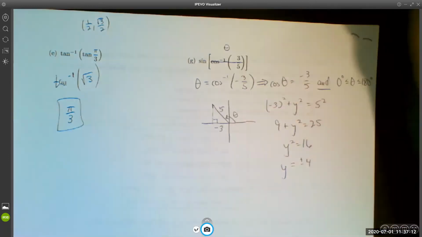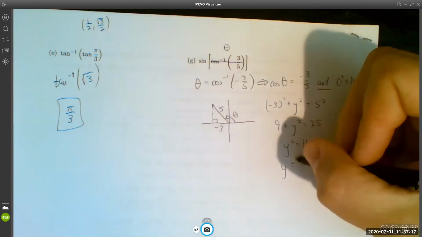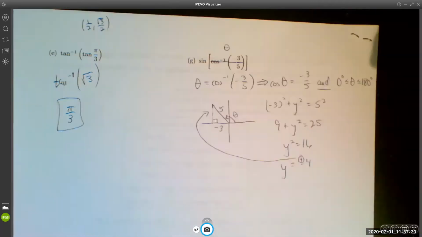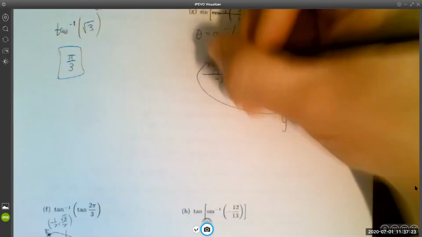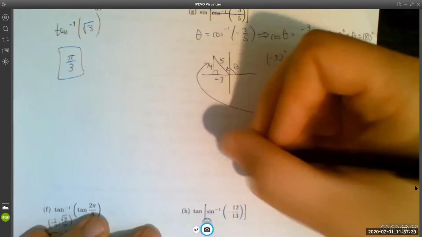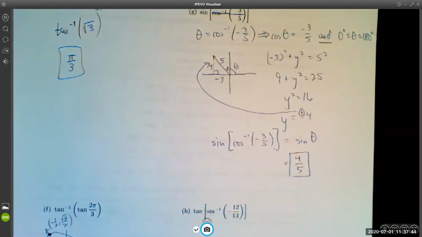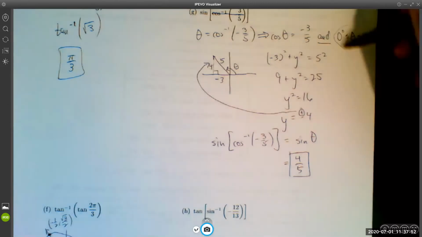Now I need to decide, is it going to be positive 4 or negative 4? And it looks like since I'm in quadrant 2, I'm going to take positive 4, right? Because I'm up here in quadrant 2. So now I can figure out sine theta pretty easily, right? So sine of cosine inverse of negative 3/5 is the same thing as sine theta, which is 4/5, right? Opposite over hypotenuse. Okay. So there you go.